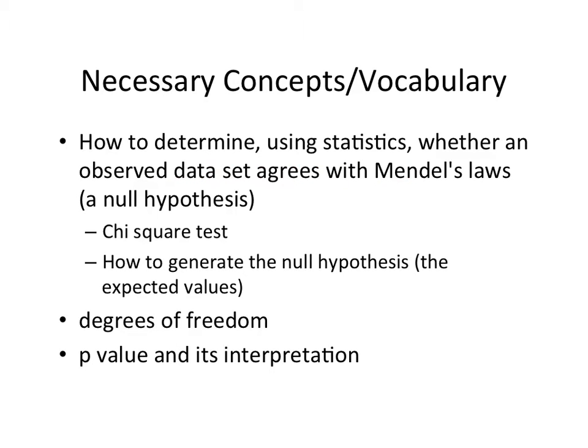In today's pre-lecture screencast, the goal is to learn how to determine, using a statistical test, the chi-square test, whether your observed data agree with an expectation, in this case one based on Mendel's law. The expectation is also considered to be a type of null hypothesis. It's important to take away not only how to do a chi-square test, but how to estimate the number of degrees of freedom and also how to interpret the p-value that's produced from the statistical test.